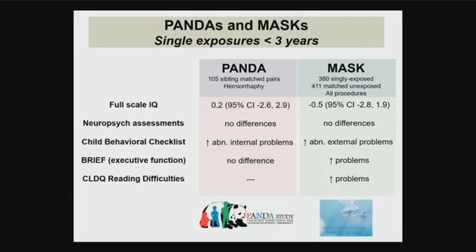Similar in some ways to what we looked at for single exposures, they looked at herniorrhaphy specifically in sibling matched pairs. If you compare the things that we both measured, neither found any effect on full-scale IQ, no differences in neuropsych assessments. They did find, if they looked at people who were greater than a threshold for the CBCL problems, a small increase in the proportion of kids who had abnormal internalizing problems. We found a small increase in the proportion of kids who had abnormal externalizing problems.